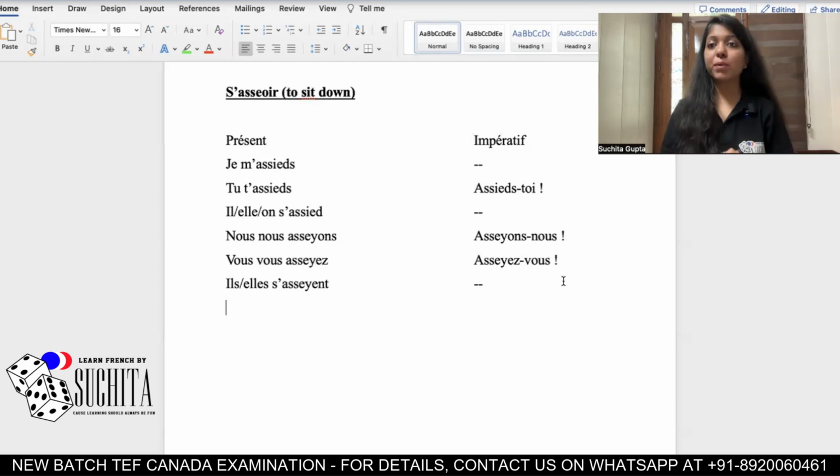Let's start with the third verb, and the verb is s'asseoir. S'asseoir. Again, that begins with S apostrophe, so that's a pronominal verb. This means to sit down. On the left-hand side, I've written the conjugation in the present tense, which is je m'assois, tu t'assois, il, elle s'assoit, nous nous asseyons, vous vous asseyez. Okay. Now, we have to change it into imperative. With je, il, elle, on, il, elle plural, it's not possible. So I've just put a dash over there.